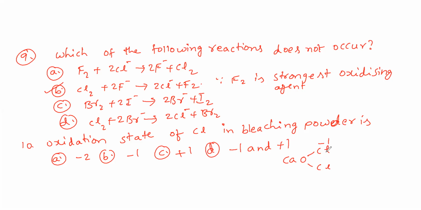So this chlorine is -1 and this chlorine is +1. In CaOCl2, calcium is +2, so the rest should be -2, cancelling each other out. I hope it is clear. So the answer is the fourth option, -1 and +1. Next question, question number 11. Let us discuss it now.